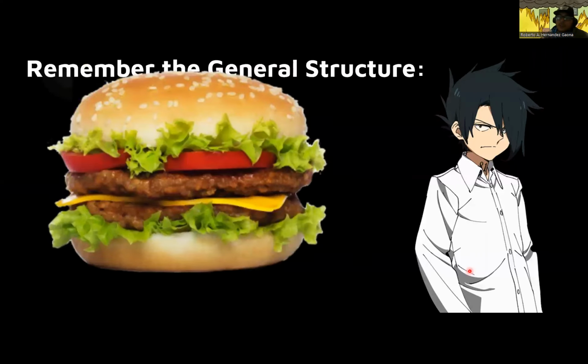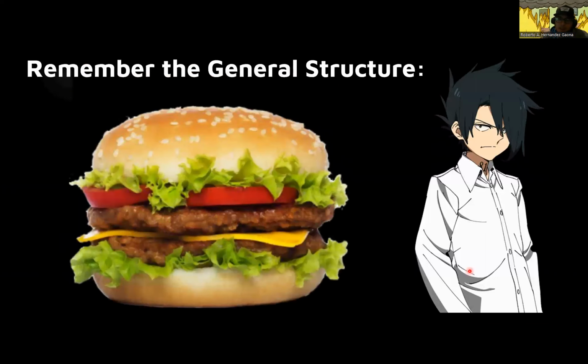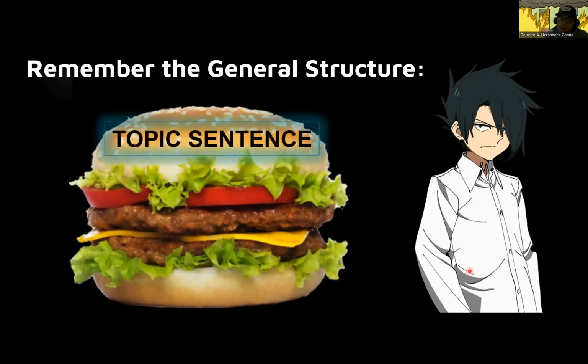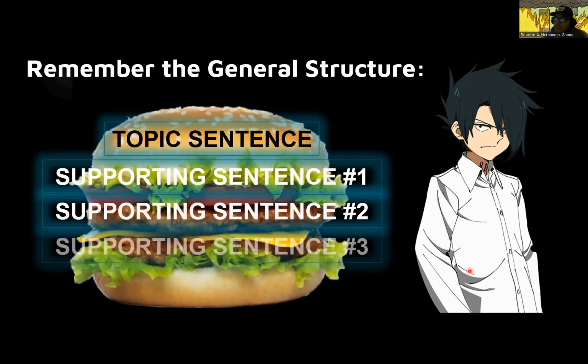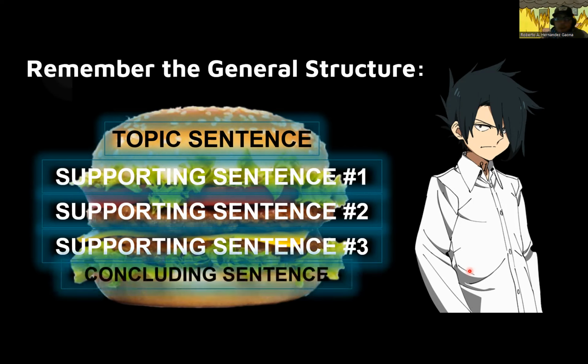Now, we have to establish one thing first. What was the general structure for paragraphs? Maybe this hamburger is going to help you out. The top bun is called the topic sentence. Then we've got the meats and the vegetable, which would be our supporting sentences, basically what supports what we stated as our topic sentence. And lastly, our bottom bun is going to be our concluding sentence.